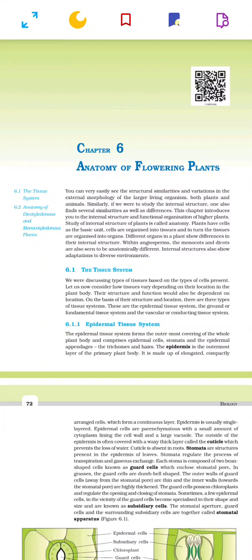11th class, NEET students, audiobook, Chapter 6, Biology, Anatomy of Flowering Plants.